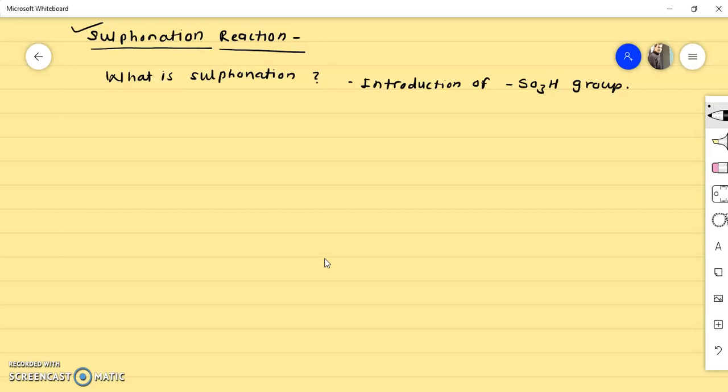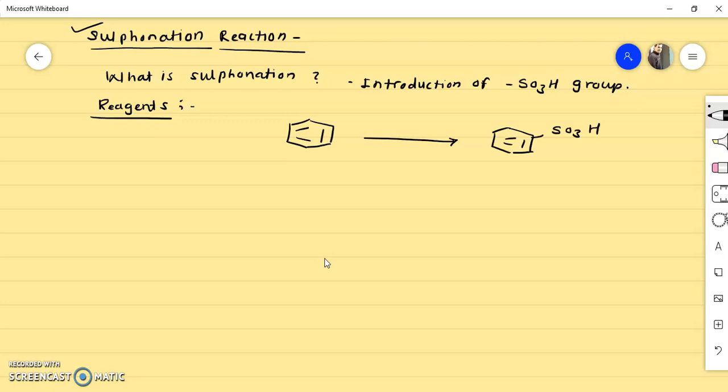Now to carry out this sulfonation we need reagents. There are various types of reagents used to carry out this sulfonation reaction. First of all I will write down a general sulfonation reaction. I will take a benzene, and there is a conversion of this benzene into benzene sulfonic acid, and here reagents are used.